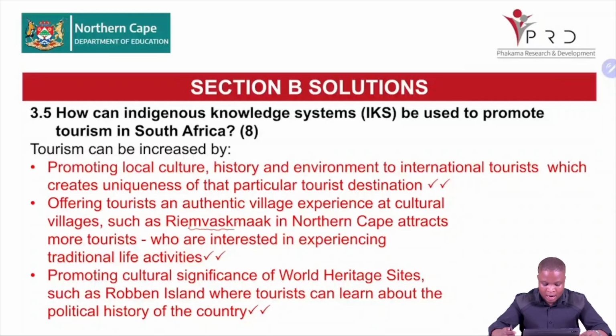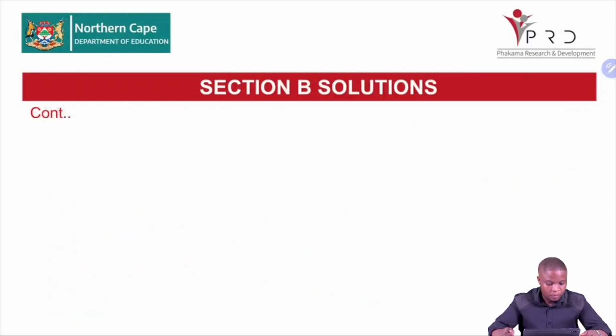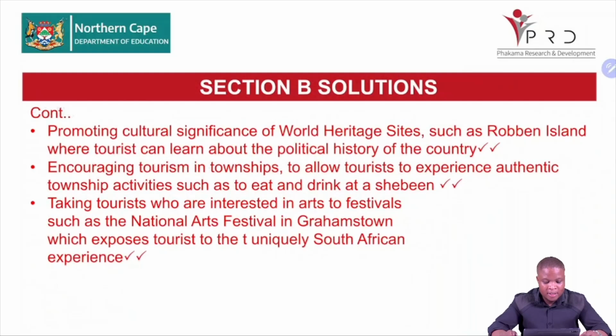Right, so people come all the way from their countries, or us in South Africa, we travel within domestic tourism to see these places, right? Promoting cultural significance of World Heritage Sites such as the Robben Island, this has been mentioned. Encouraging tourists in township to allow tourists to experience authentic township activities such as eating and drinking at the shebeen, right? So that is what indigenous things that are happening.